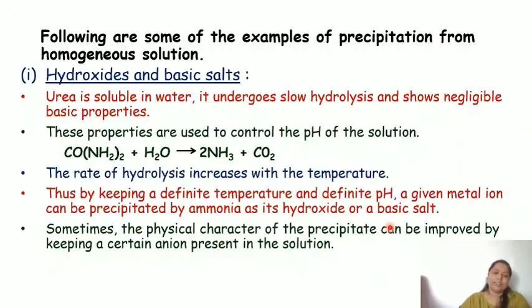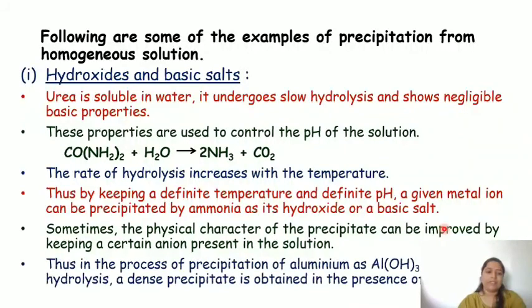So sometimes the physical character of the precipitate can be improved by keeping a certain anion present in the solution. Sometimes in that solution a certain anion is also present, and due to the presence of that anion, the physical character of the precipitate can be improved.